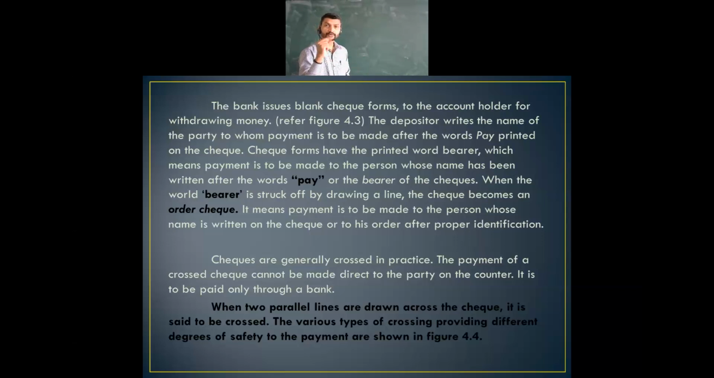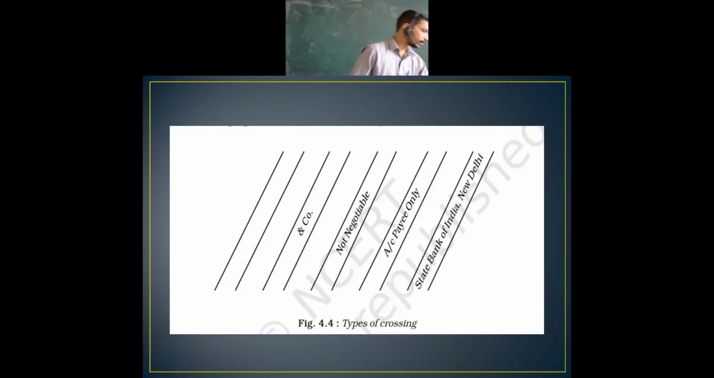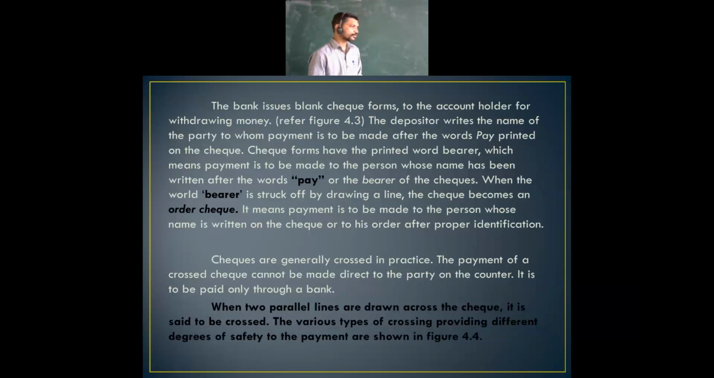Now again, two line crossing will be there. For that, what we are going to make over here, with the crossed lines, the check becomes an order check. It means when you use two lines on the check, on the top left corner, it becomes an ordinary check. It means the payment is to be made to the person whose name is written on the check, or his order, after the proper identification.